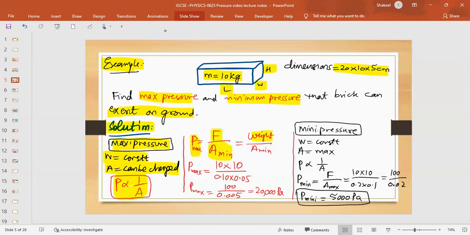And F will be the weight of that brick. So weight is mg, 10 is mass and 10 is g. And then area, you have to convert it into meter.